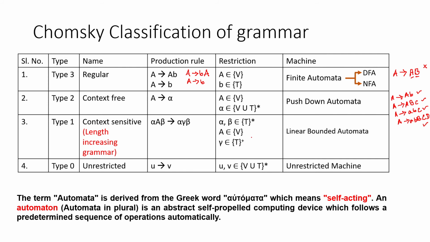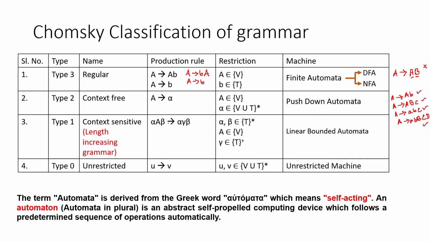You see, this is very important. T star, V and T plus. What does it mean? What does T star mean? Any combination. Not only any combination, but also empty. So I can consider a situation where alpha and beta are basically empty. If alpha and beta are empty, just assume that they vanish. You have only one A in the left hand side. It is possible.